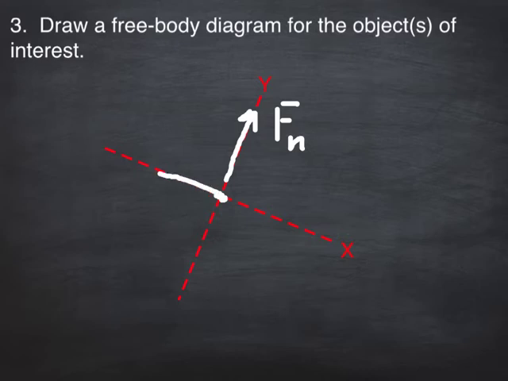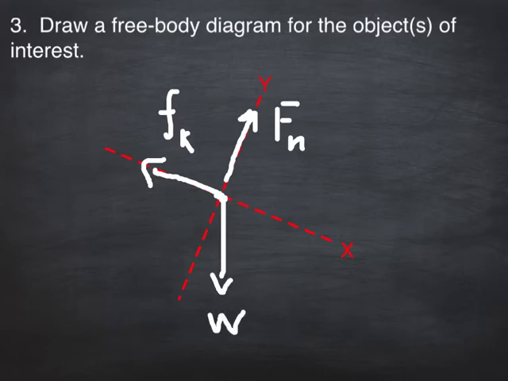There's a force of kinetic friction, which points uphill, so that's going to point along the negative x-axis. And then there's weight, which points straight down, so that's not going to be aligned with my axis. Weight there.